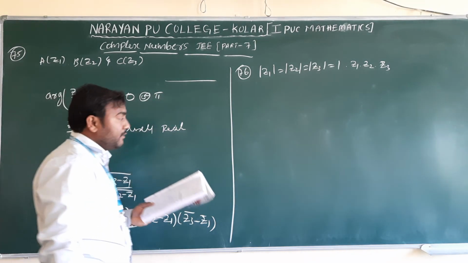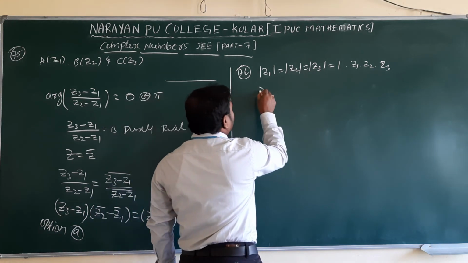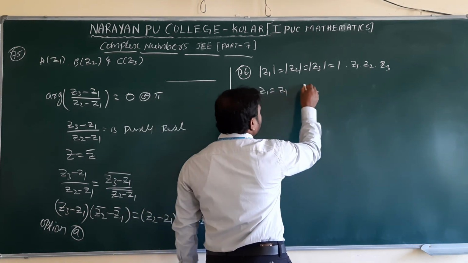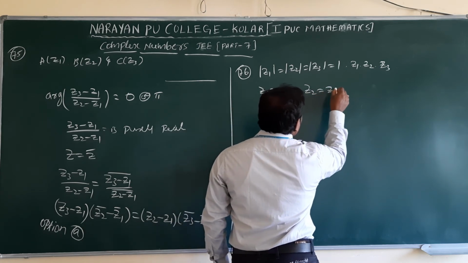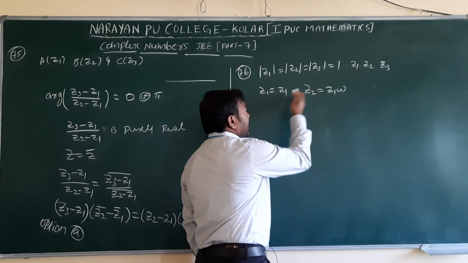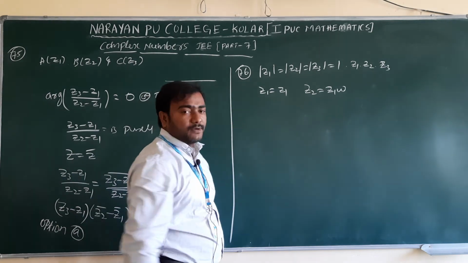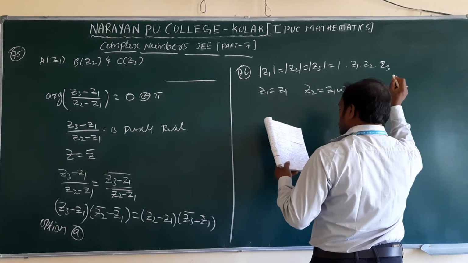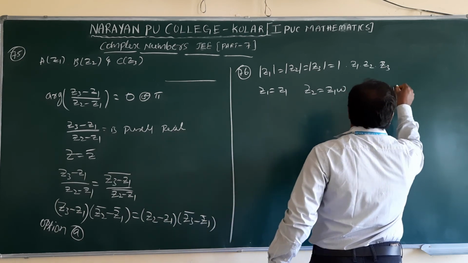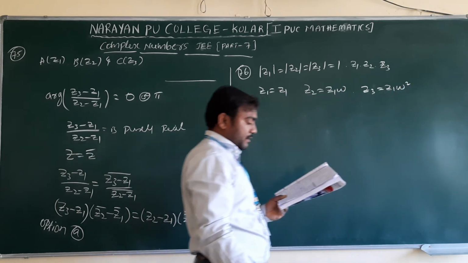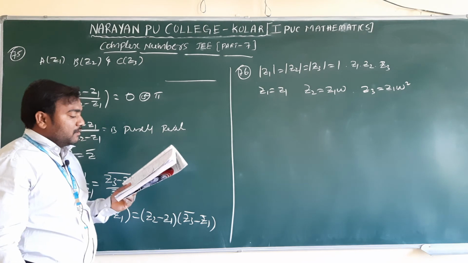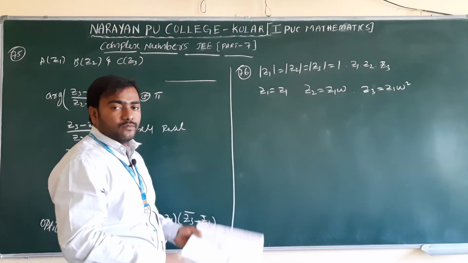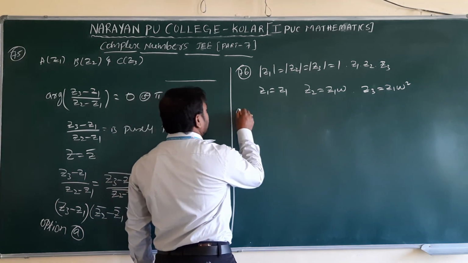Here we have taken Z1, and Z2 is equal to Z1 omega. Applying the modulus, we get modulus of Z1 only. And Z3 is equal to Z1 omega square. So which one is not true? We have to check it, starting with the first option.